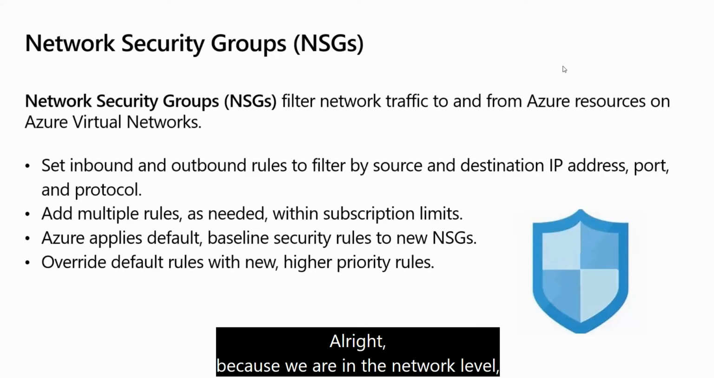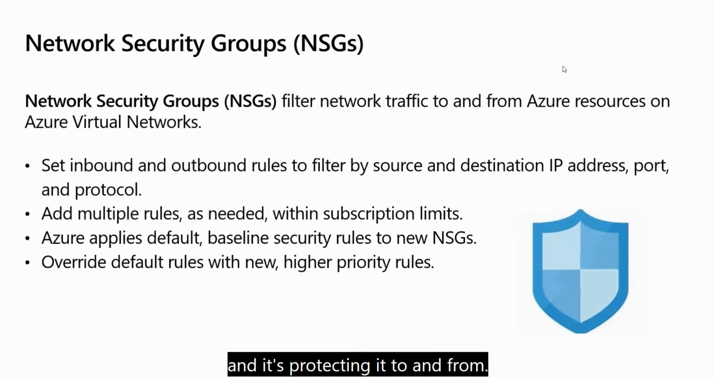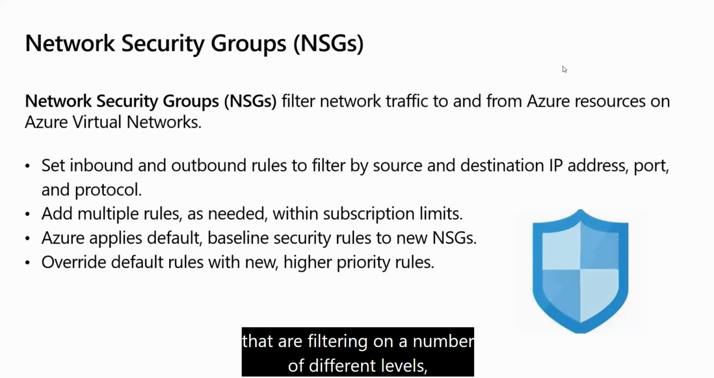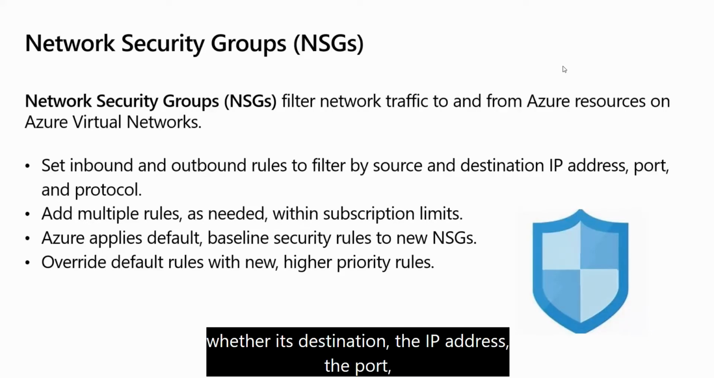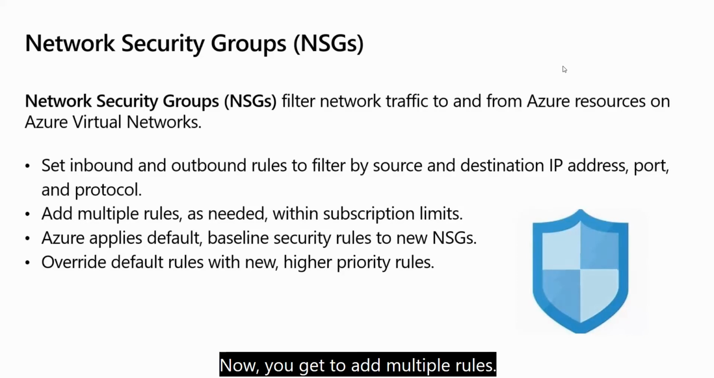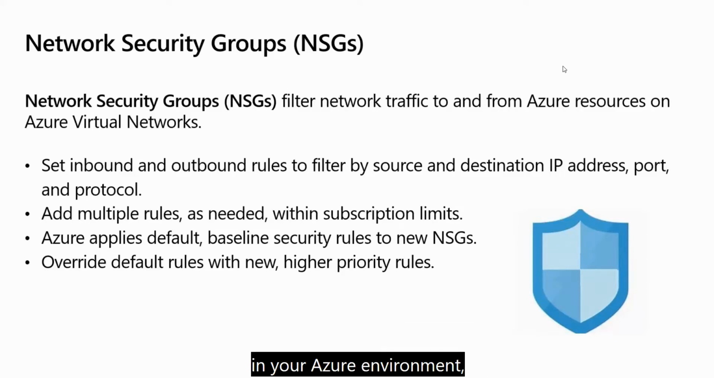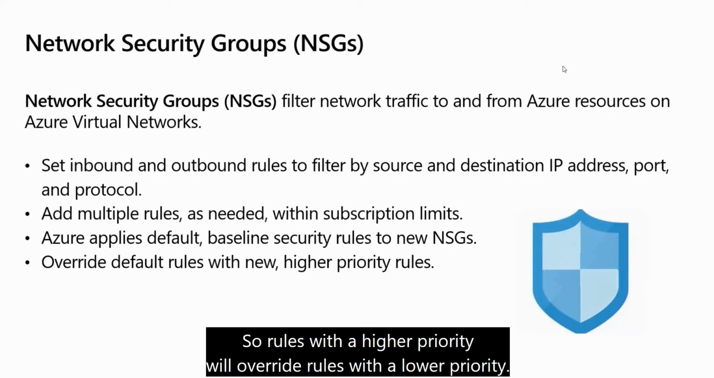All right, because we are on the network level, it's protecting traffic to and from. So what you can do is choose to set inbound and outbound rules that are filtering on a number of different levels, whether it's destination, the IP address, the port, and the protocol. Now, you get to add multiple rules. There are a whole bunch already automatically configured in your Azure environment, but you get to add more as you need them. Now, you cannot delete rules, but you can override them. So, rules with a higher priority will override rules with a lower priority.